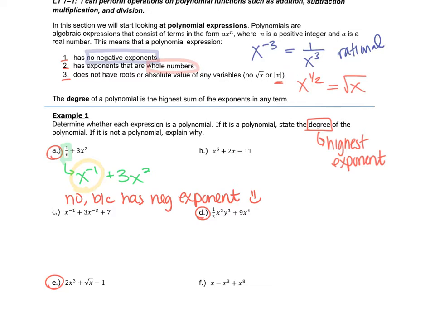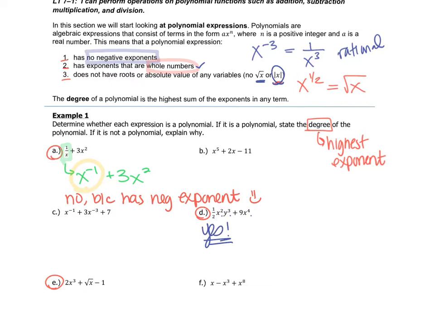So let's look at D. So let's check. Any negative exponents? Well, let's see. I have a fraction here, but it's the 1/2. And so that's okay because that's a coefficient. And then it has x squared, 3, and 4. So we're good there. All the exponents are whole numbers. 2, 3, and 4. And it does not have a square root or an absolute value. So we're good there. So we would say yes. This is a polynomial.